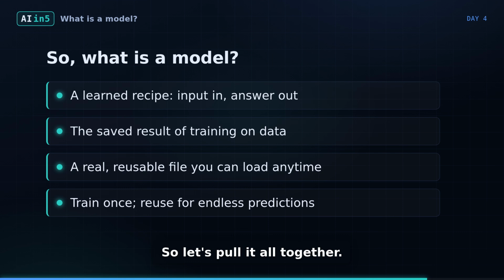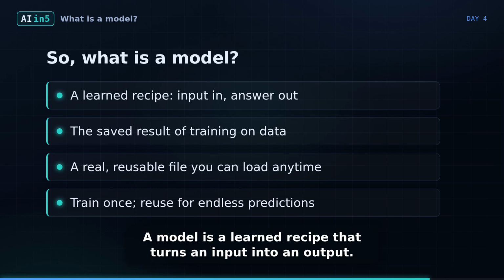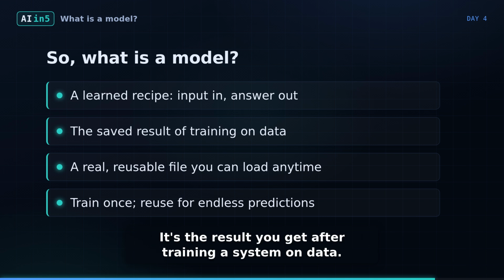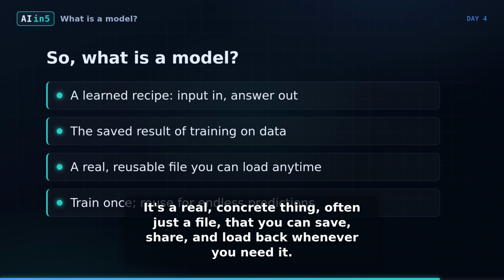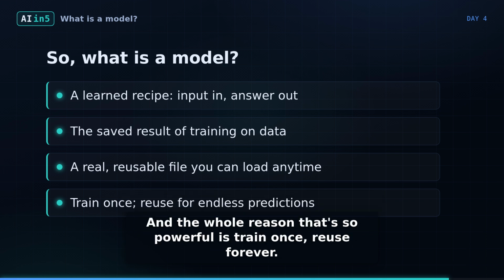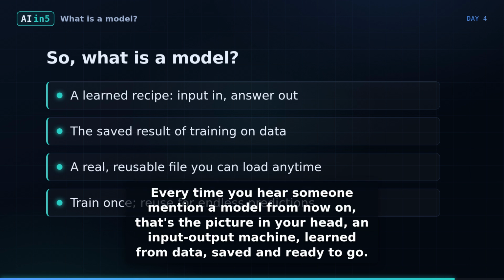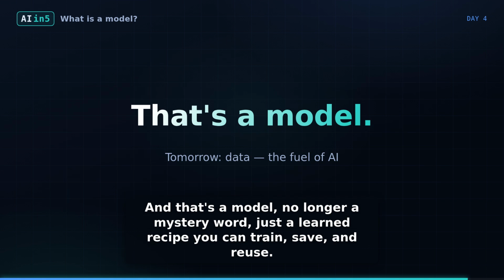So let's pull it all together. A model is a learned recipe that turns an input into an output. It's the result you get after training a system on data. It's a real, concrete thing, often just a file, that you can save, share, and load back whenever you need it. And the whole reason that's so powerful is train once, reuse forever. Every time you hear someone mention a model from now on, that's the picture in your head, an input-output machine, learned from data, saved, and ready to go. And that's a model, no longer a mystery word, just a learned recipe you can train, save, and reuse.